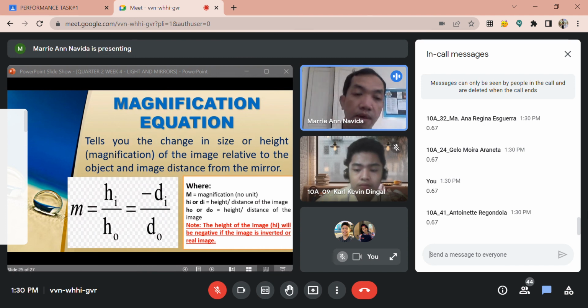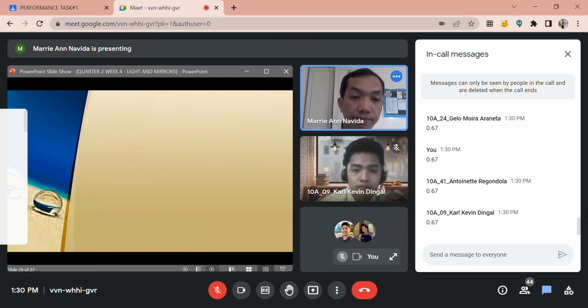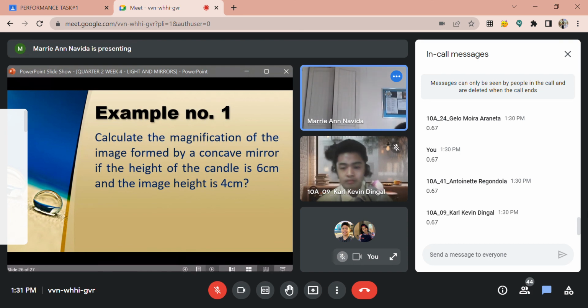Okay, so that's the one. But anyway, it's correct also. Why? Because what is our HI? What is the HI in the problem? It's written here, the height of the object is 6 centimeter, and the height of the image is 4 centimeter. That's why you got the magnification of 0.67. So that will be the answer.